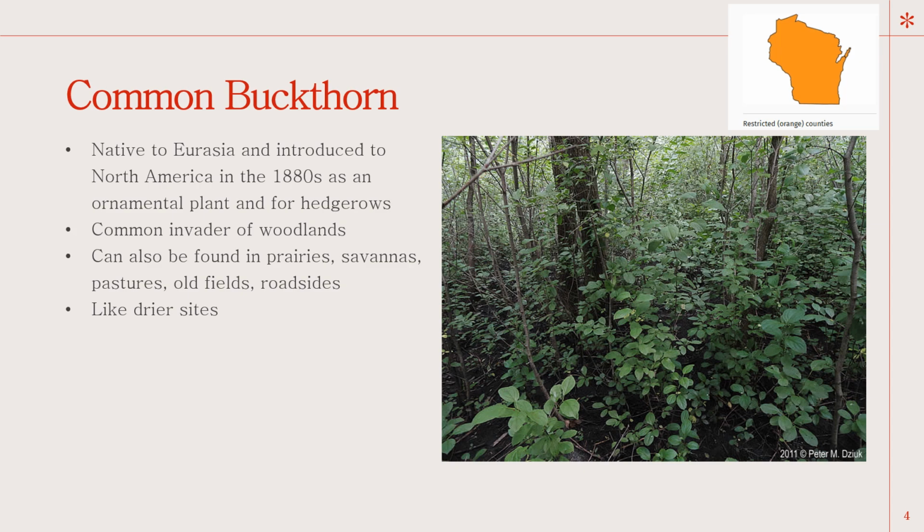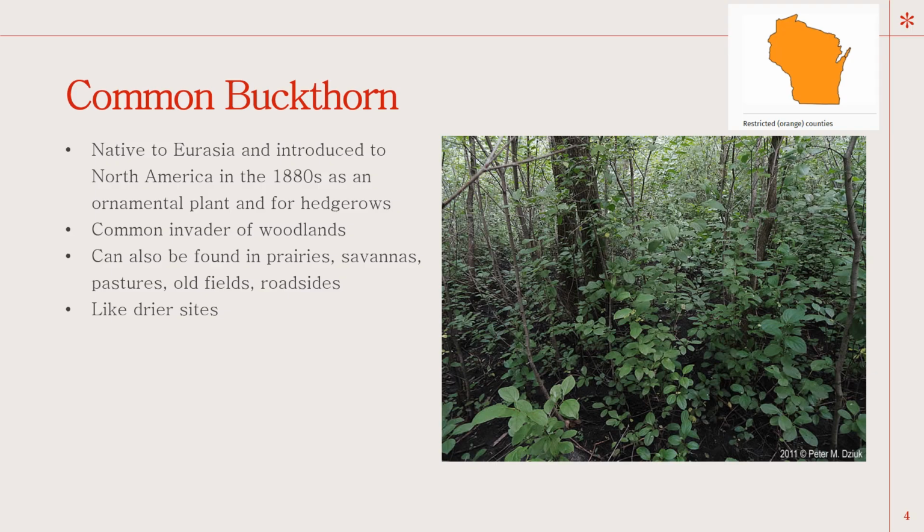Common buckthorn is native to Eurasia and was introduced here in North America in the 1880s. It was introduced as a common ornamental plant and typically planted as a hedgerow. This species typically invades woodlands, but can also be found in prairies, savannas, pastures, old fields, and roadsides.